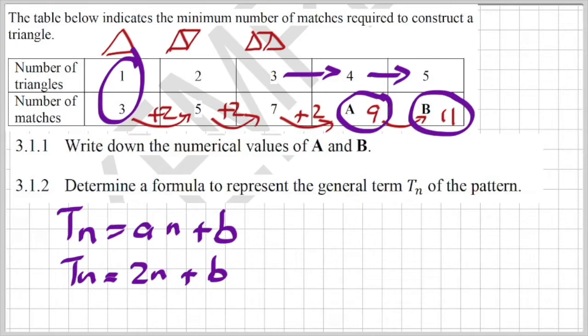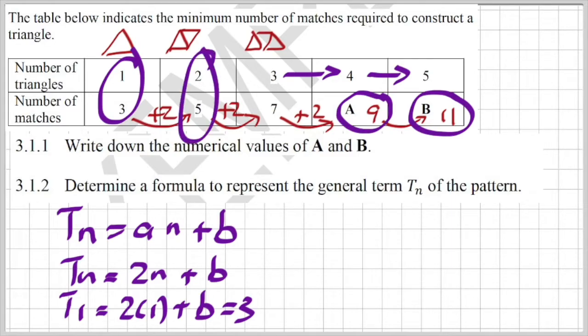So the number of triangles, that is n. So I'm going to say 2 times 1 plus B. But this must add up to 3, the number of matches. I could have chosen this one as well: 2 times 2 plus B must give me 5. But it doesn't matter. This means that B must be 1, because 2 times 1 plus 1 must give me 3. Or you can just subtract 2 on both sides.